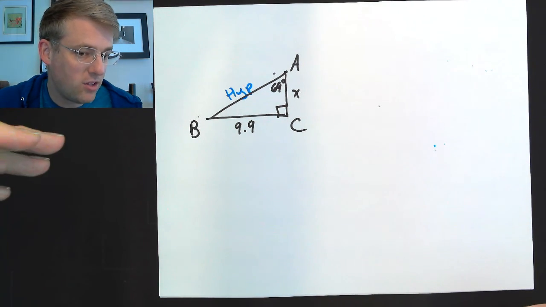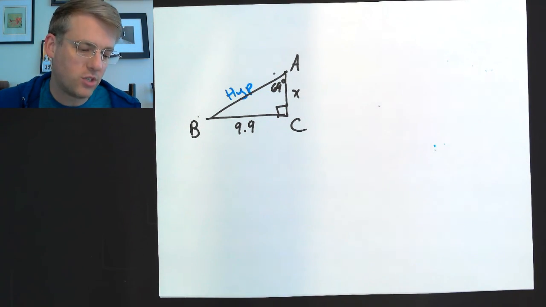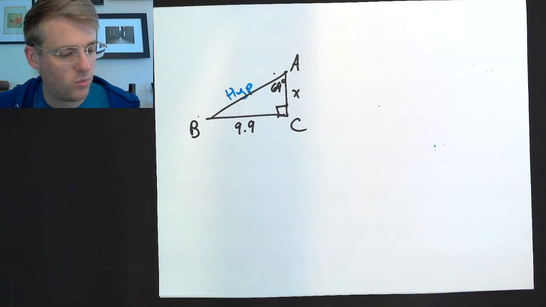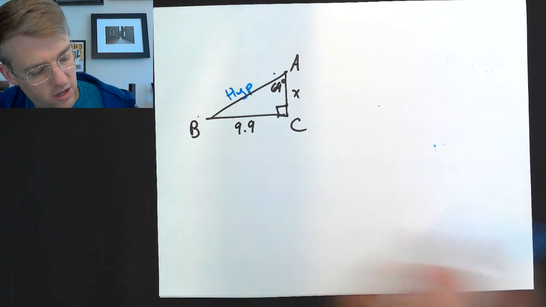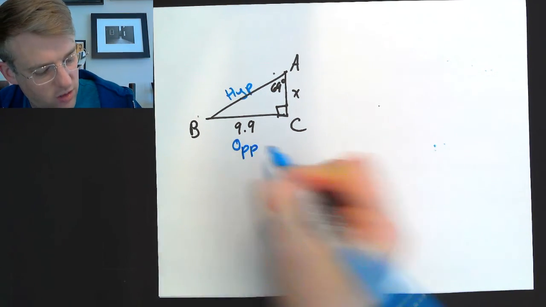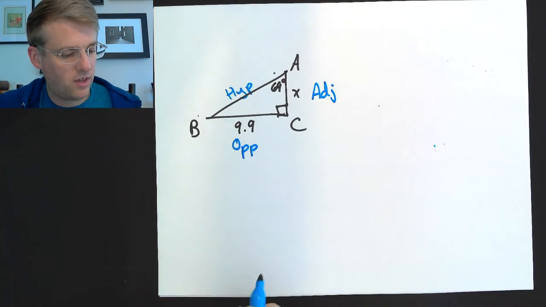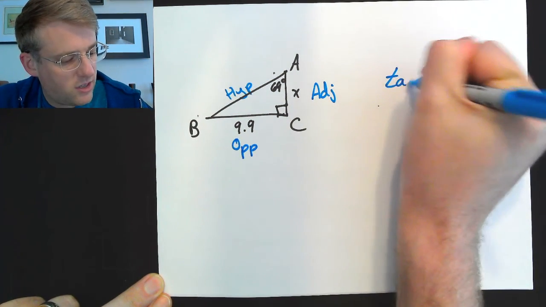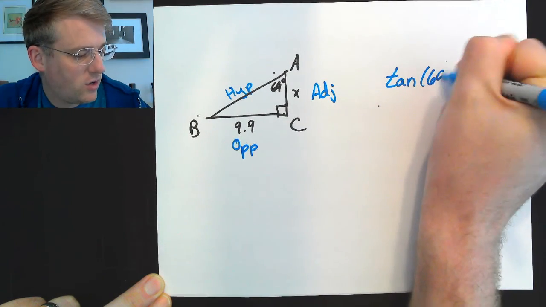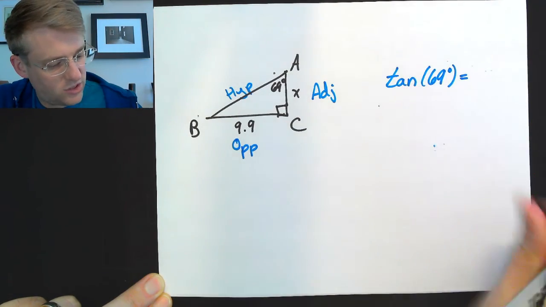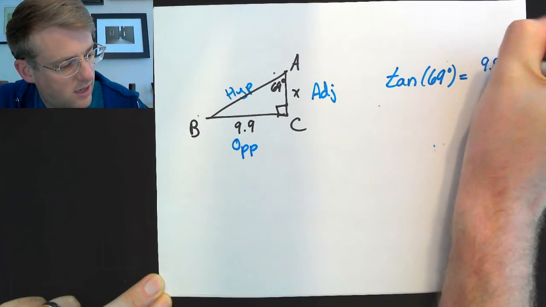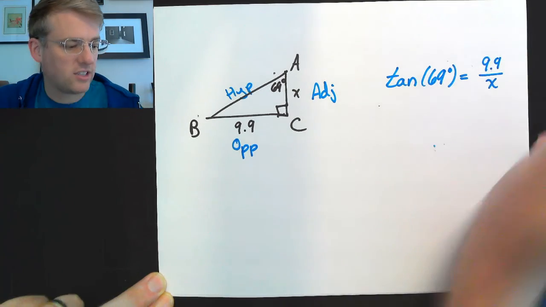That should already make you think, oh, I can't use the sine or the cosine because those have hypotenuse in them. We're going to have to use the tangent. The tangent ratio is the opposite divided by the adjacent leg. So we're going to write our equation. The tangent of 69 degrees equals 9.9 divided by x.